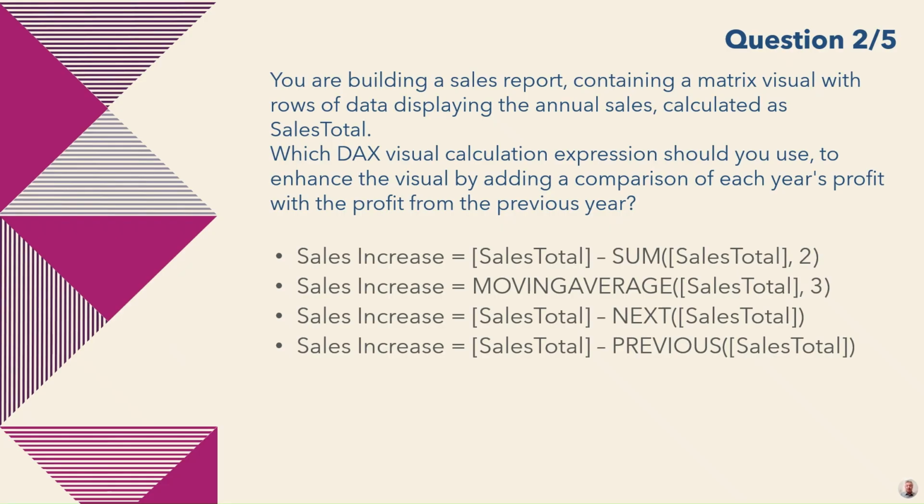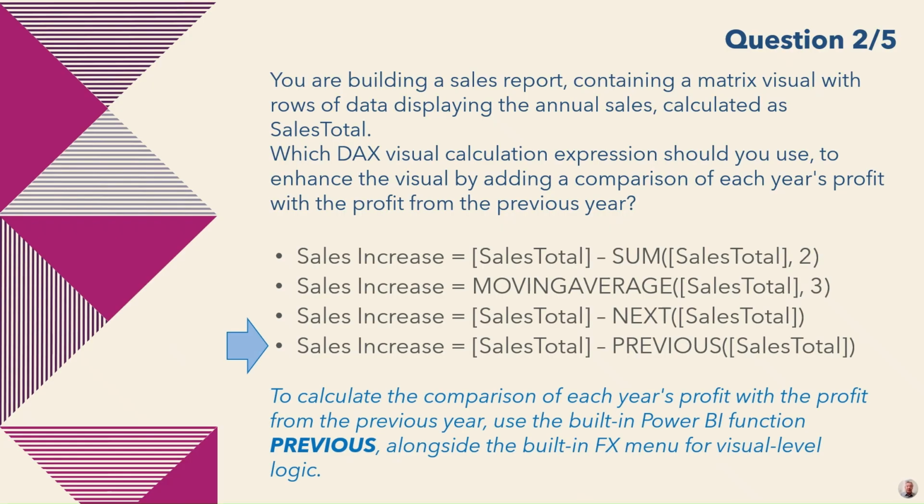They both have on the left side the name of the measure, basically sales increase. And look, I will not read them one by one, but you see here the expressions, and definitely you see the differences. The first one is using sum, second one moving average, then next or previous. As usual, you can stop here, go think about it and come back. I will continue with the answer and explanation.